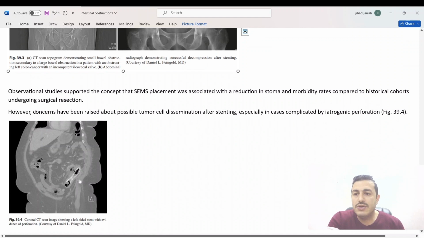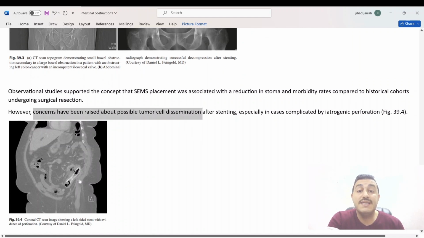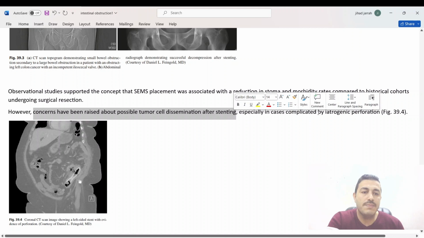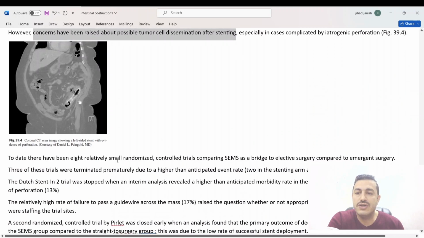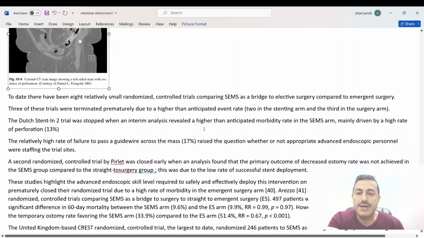Here I want to mention that concern has been raised about the possibility of dissemination of tumor cells while stenting, especially in cases complicated by iatrogenic perforation. One of the complications you can see here: this is a stent, and here we have gas. This is usually perforation.